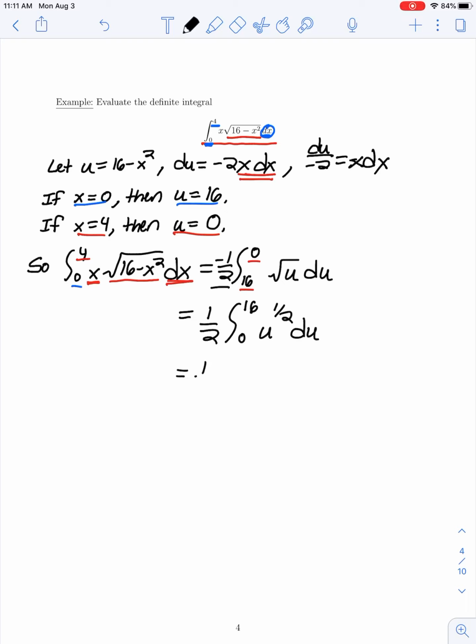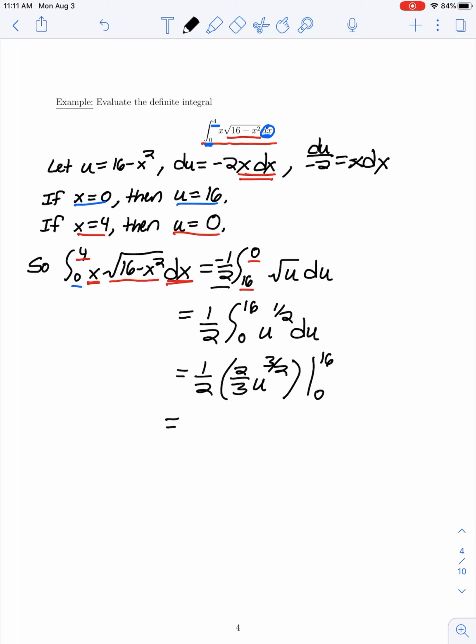So we have our constant 1/2, and now for u to the 1/2, we know how to find an antiderivative. We would add 1 to the power, so we get u to the 3/2, and then we divide by 3/2, which is the same as multiplying by 2/3. And then we're going to take this expression and evaluate at the endpoints, which were 0 and 16.